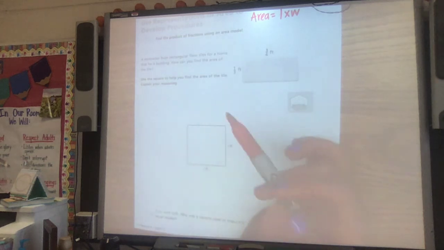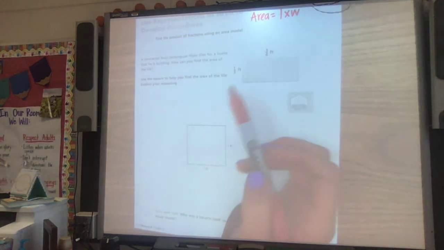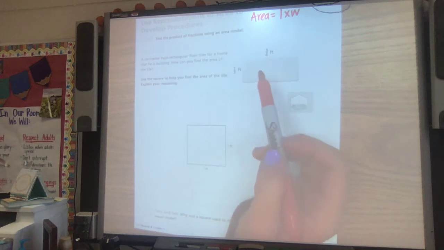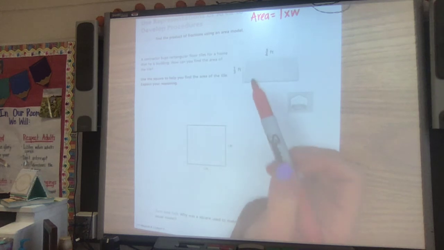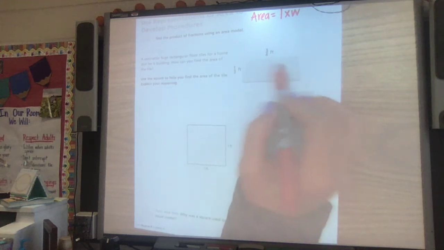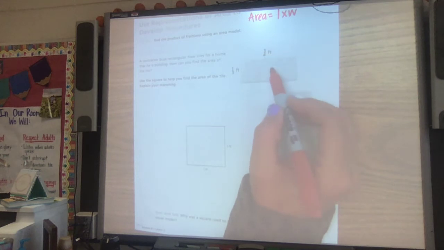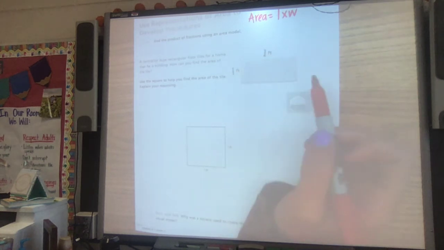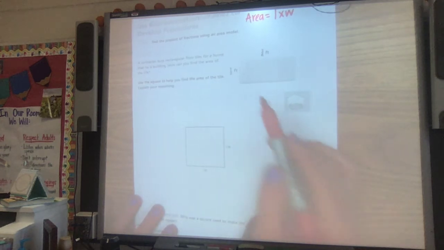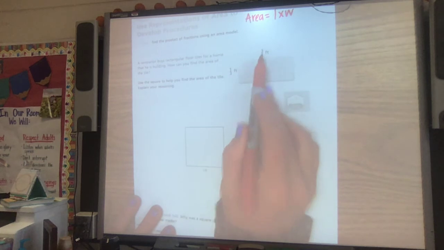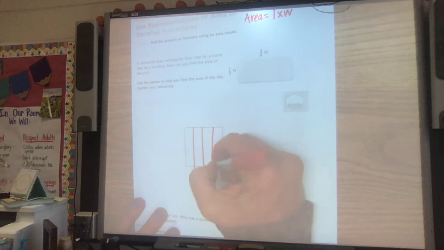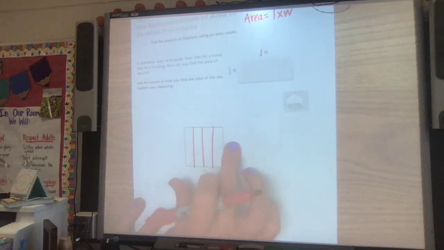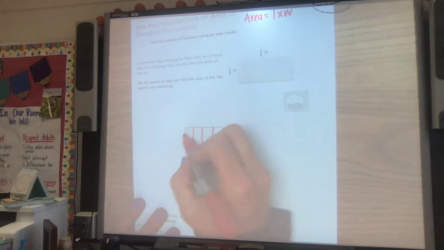It says a contractor buys rectangular floor tiles for a home that he is building. How can you find the area of the tile? Use the square to help you find the area of the tile. Okay, so here's our tile right here. It is 3/4 foot and 1/3 foot, your length and your width. First I know that I have 3 out of 4 parts. So I could represent that by making my square into fourths and having 3 of those.